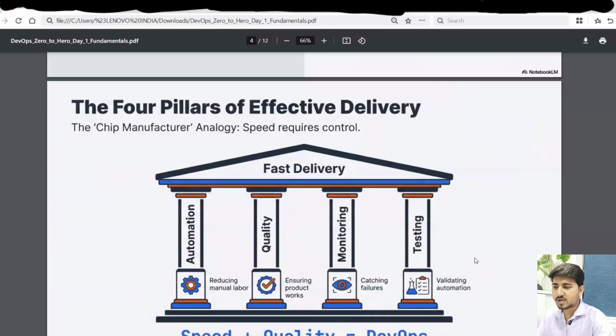With the quality enhancement, we need to ensure that the product works in a better way. Even if the quality is less, the product should work in the best possible way. Because of that, monitoring has to be there. Without monitoring, what will happen?